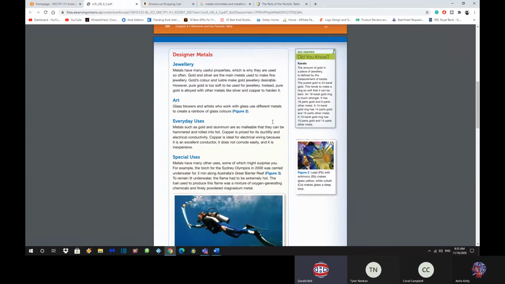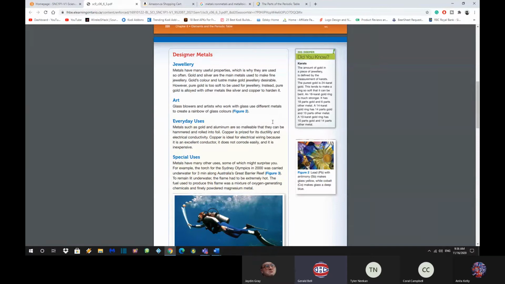Designer metals, jewelry. Metals have many useful properties, which is why they are used so often. Gold and silver are the main metals used to make fine jewelry. Gold's color and luster makes gold jewelry desirable. However, pure gold is too soft to be used for jewelry. Instead, pure gold is alloyed with other metals like silver and copper to harden it.